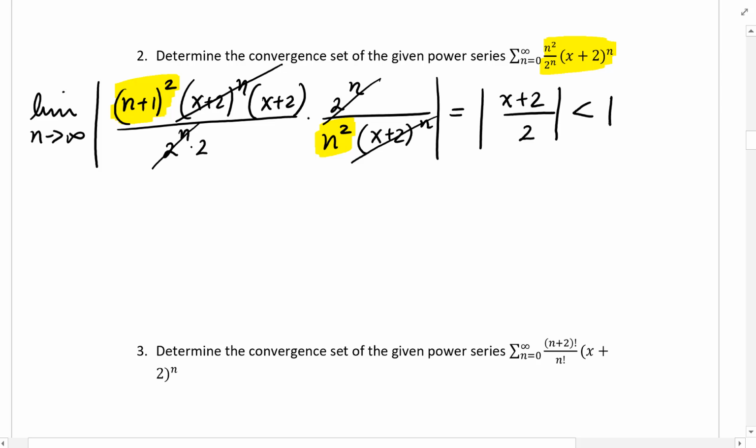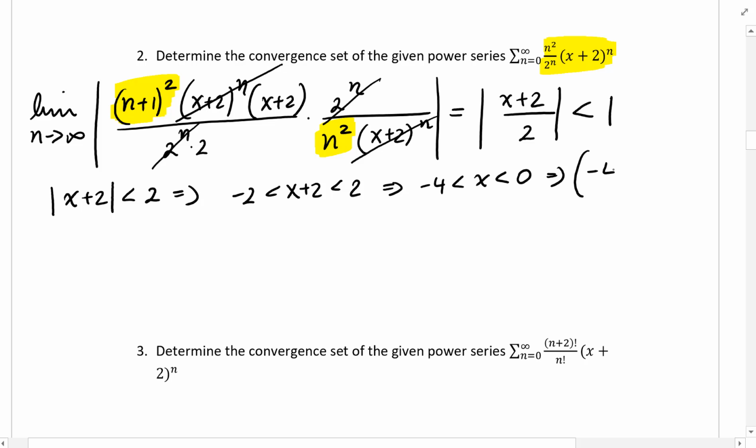So now we have to work on absolute value inequalities, which means the absolute value of x plus 2 is less than 2, which means x plus 2 is less than 2 and greater than -2, which means -4 is less than x is less than 0, or the interval of convergence is (-4, 0). So if we choose an x value between -4 and 0, the power series is going to converge. Now, when we get something like this, we'll always have to discuss the endpoints to see, is it convergent at that point, or do I include the point, or I don't include the point.